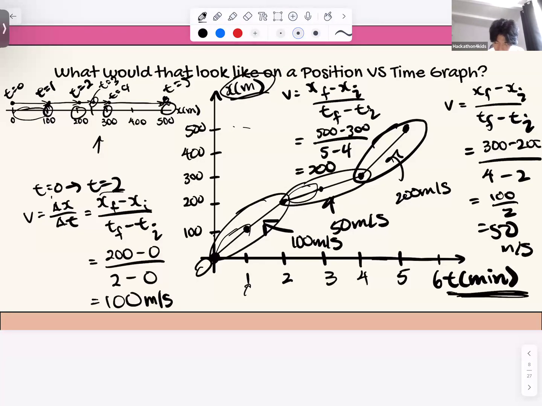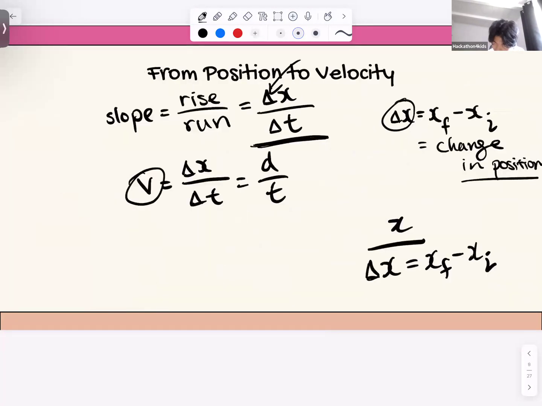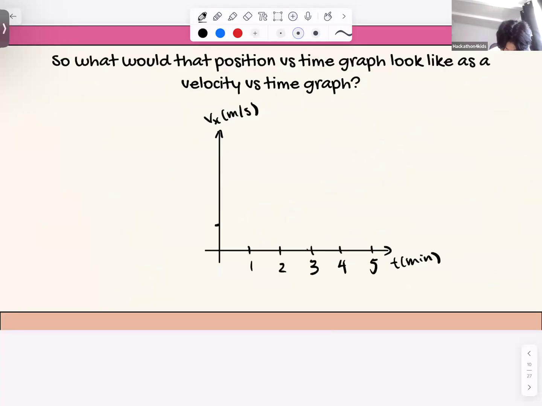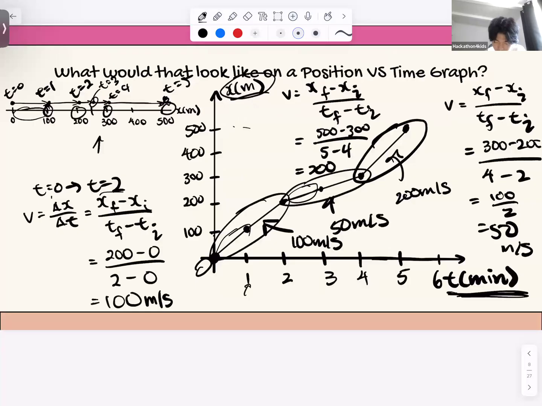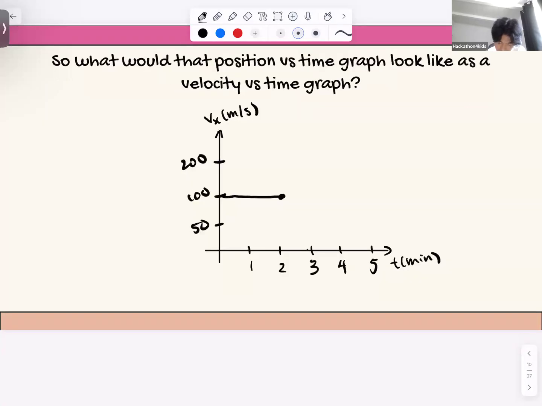So from 0 to 2 minutes, we find he is 100 meters per second fast. So let's just draw. Well, that's not really accurate, but you get the idea. So from 0 to 2 minutes, he is 100 meters per second. Let's just draw a straight line, right? Because he is constant velocity from here on out. So from 0 to 2, he is 100 meters per second. From 2 to 4 minutes, he is 50 meters per second.